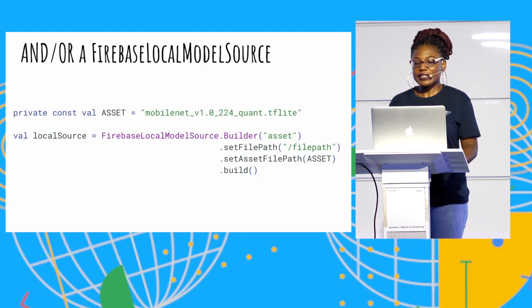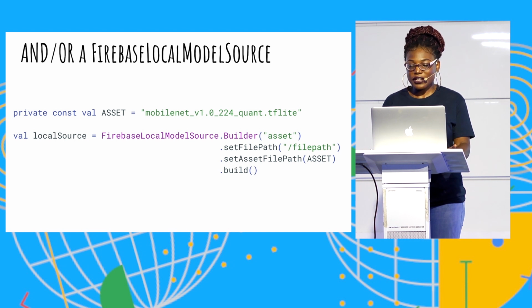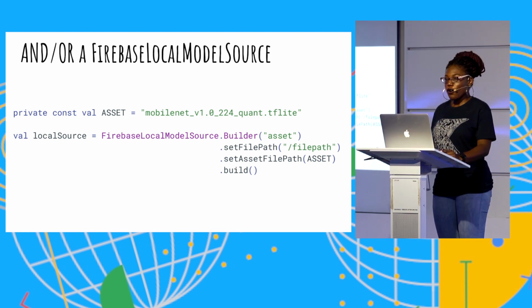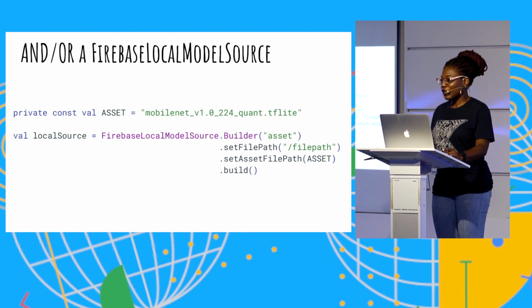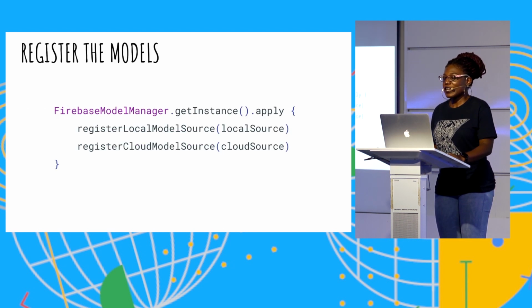For models hosted on the device, we create a Firebase local model source object and set it to either file path or asset path, depending on whether it's bundled with our app. Or you can also choose to, when your device is online, download the model from the server and then save it in your app. So that will be the file path, but if you manually added it to an asset folder, then it will be in the asset path. We use the Firebase Model Manager to register the sources we create, and this is done for either one of them, depending on the use case. So you can register the local source and the cloud source, or register both of them if you want.